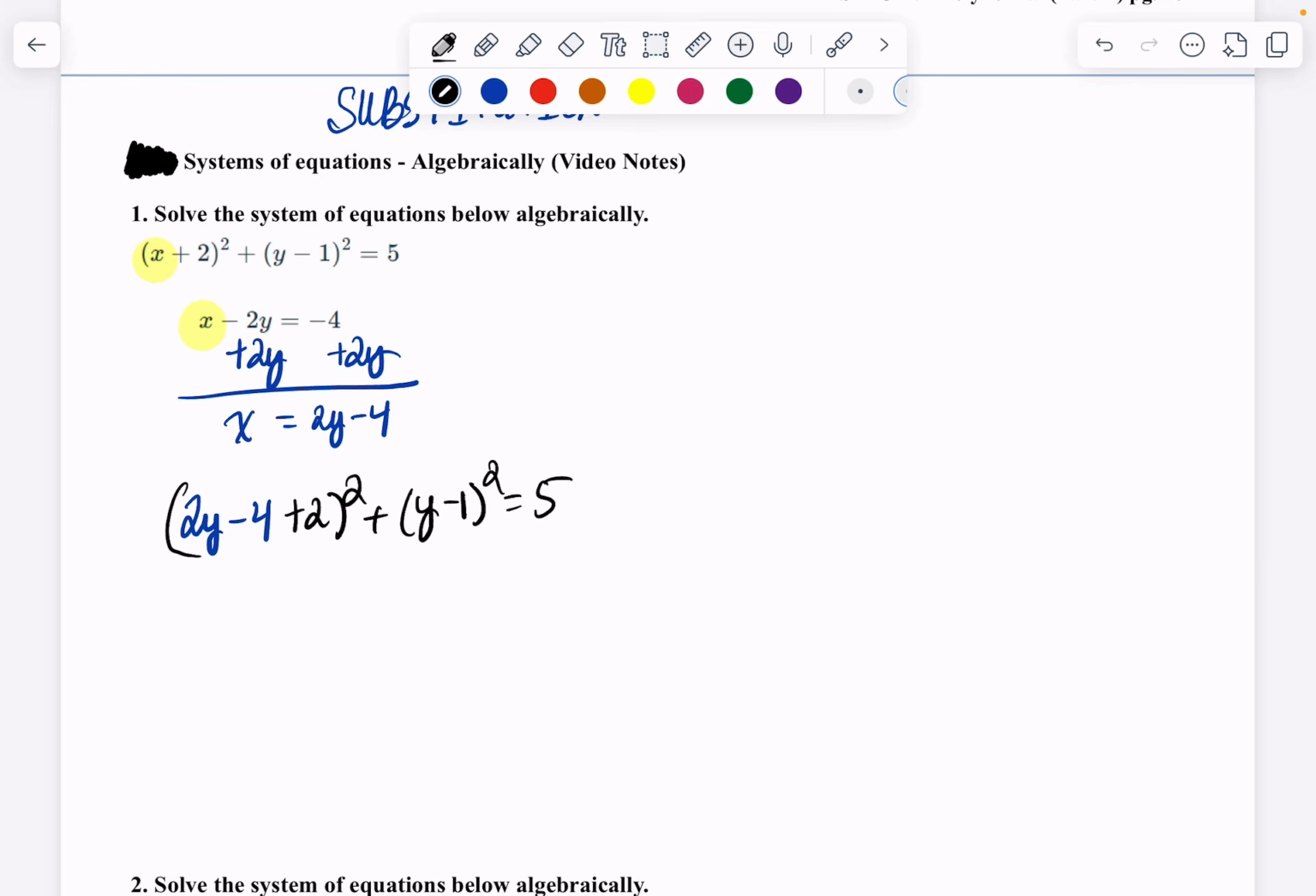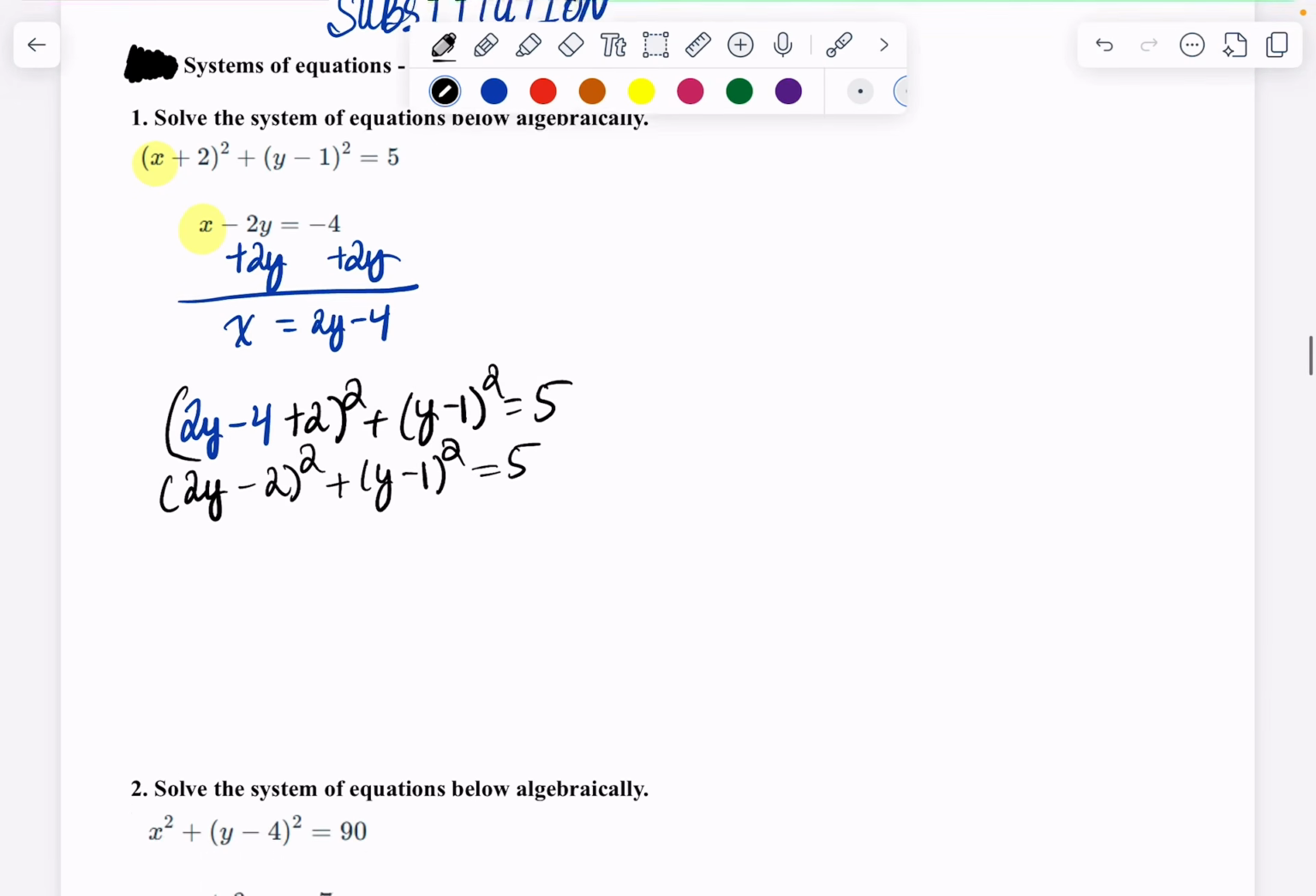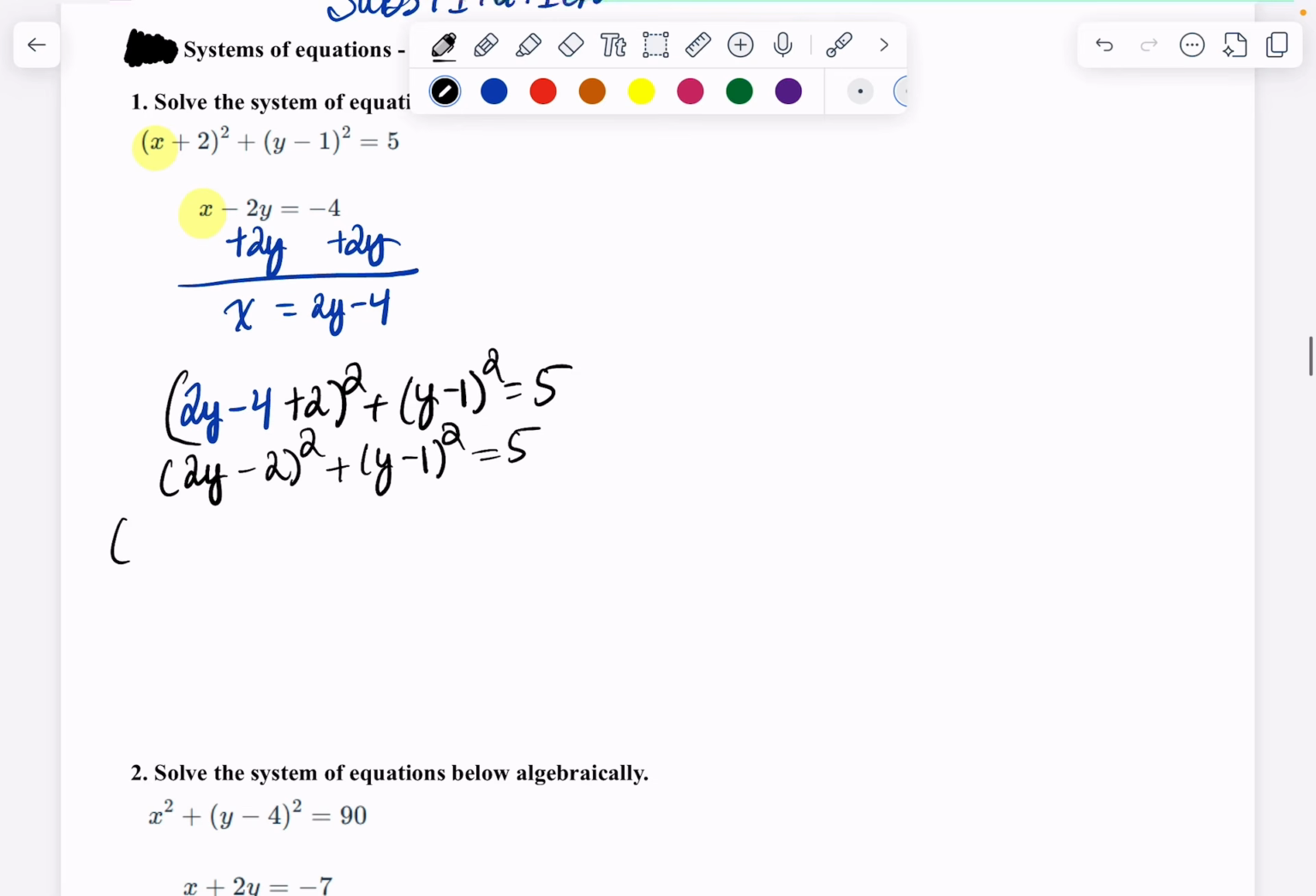Is equal to 5. Then I simplify what's inside the parentheses, which gives me (2y minus 2) squared plus (y minus 1) squared is equal to 5. We need to be mindful that when we have an exponent of 2, it means whatever is inside the parentheses is being written twice. We do not distribute the exponent into the parentheses. That is a big no-no. So be mindful of that. Okay, I wrote it out twice.